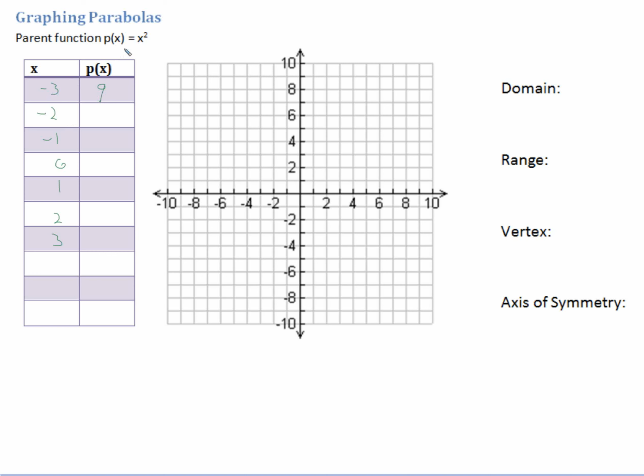So we're just putting these into our function. p(-2), (-2)² is 4. Put in -1, squared is 1. 0 squared is 0. 1 squared is 1. 2 squared is 4. 3 squared is 9. We can graph these points along here. (-3, 9), (-2, 4), (-1, 1), (0, 0), (1, 1), (2, 4), (3, 9).